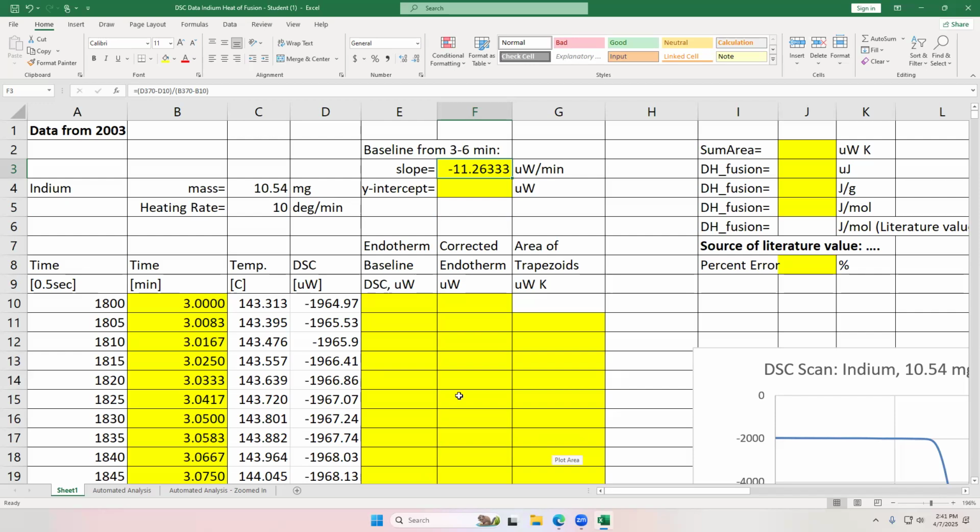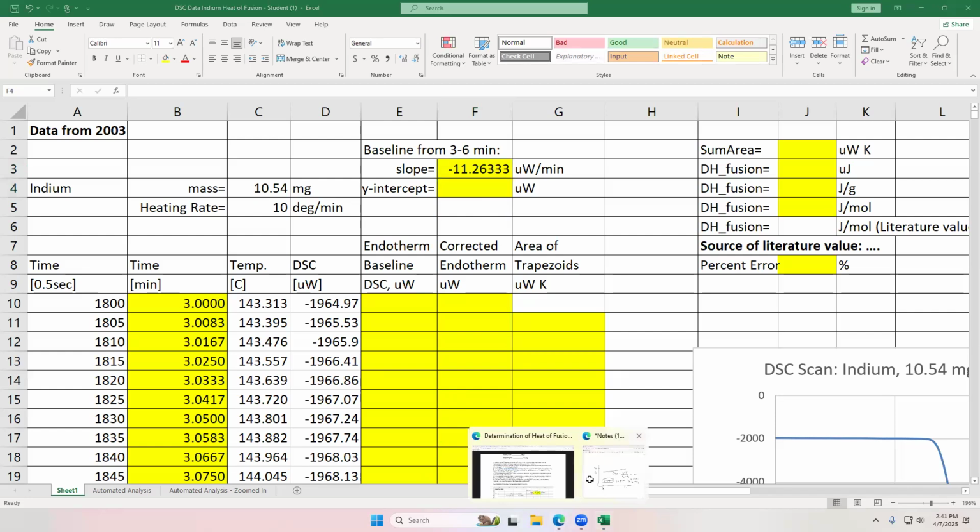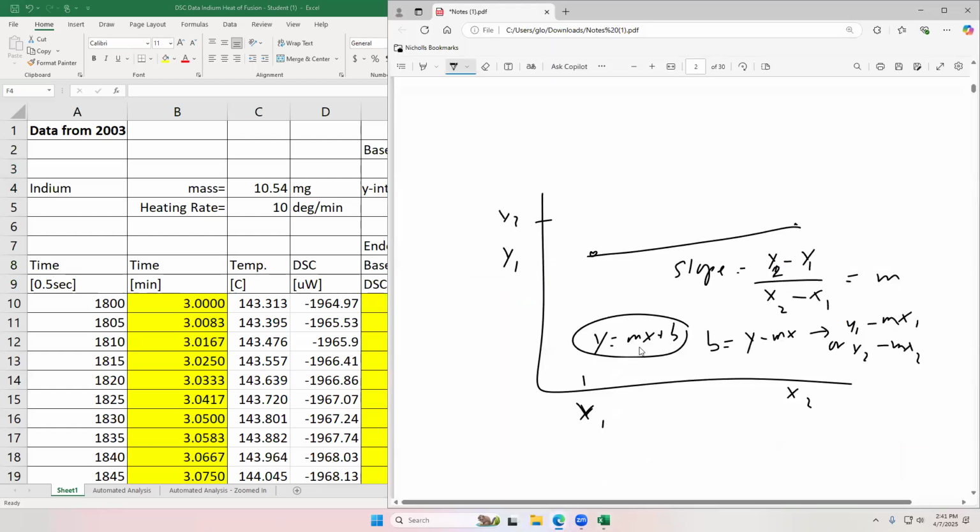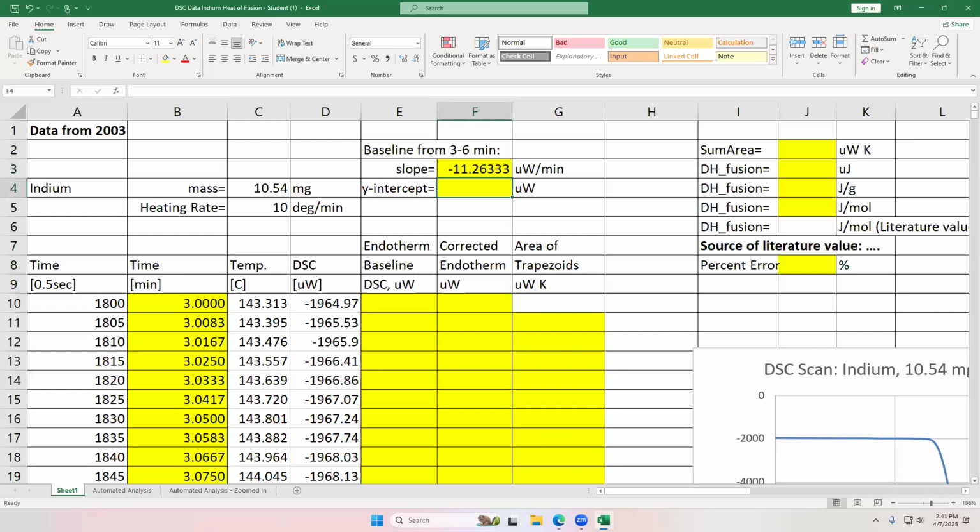All right, so now how do I calculate my y-intercept? I'm going to say equal to m times x. What's the formula? y minus mx, right? So this is equal to y. I'm going to use y1, it's easier to point to it, minus m times x1. Minus 1931. That's in microwatts, the unit for y. You still with me?